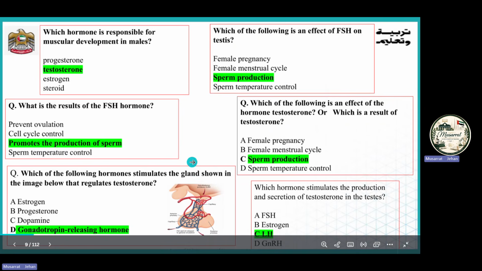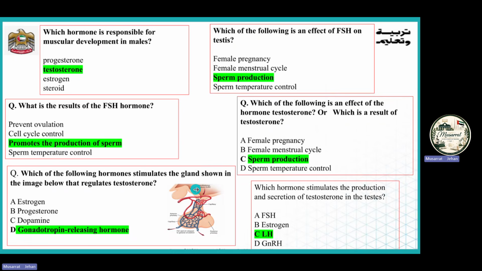So it is which hormone? Gonadotropin releasing hormone, or GnRH. Which of the following is the effect of FSH? Again, the same thing. Sperm production. These are from previous years.